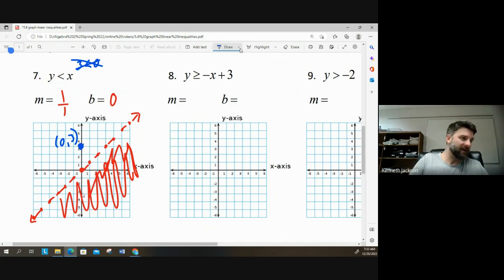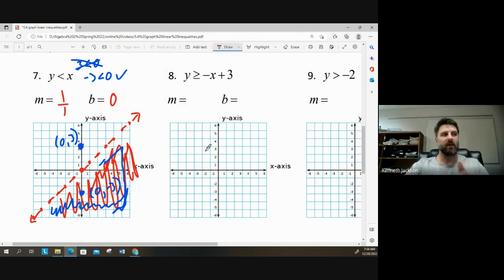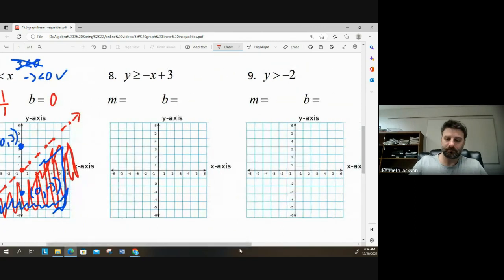But if I were to come down here in the shaded region, and this is (0, -3), again, if I were to plug these values in, -3 is less than 0. Yeah, that's true. So all of the points in this shaded region down here are going to make this inequality true. Just like x is greater than 3, all of the numbers in the shaded region will make the inequality true.